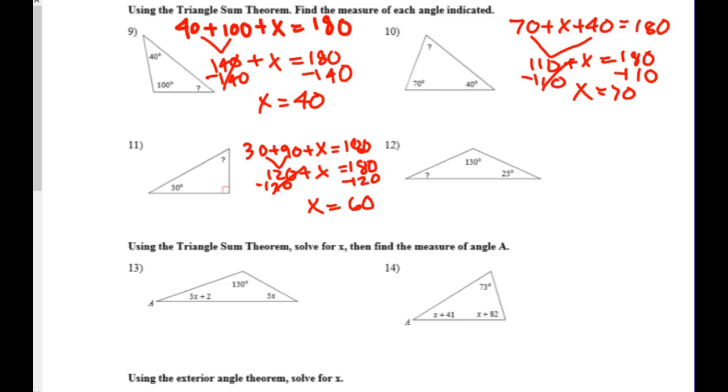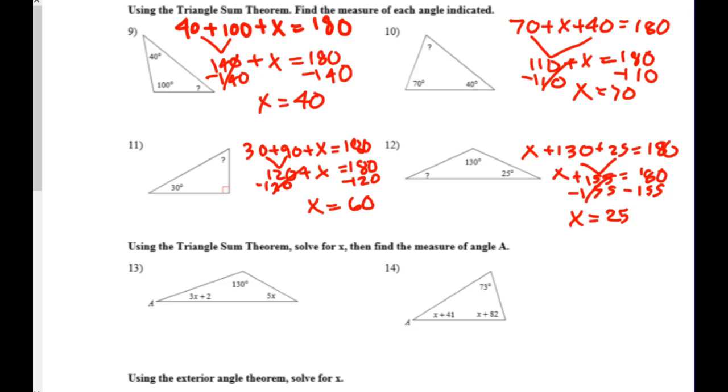Number 12, same idea. X plus 130 plus 25 equals 180. Combine like terms, 130 plus 25 is 155. Get rid of that loner. 180 minus 155 is 25. Again, these were done kind of fast. You can do them. You just always add them all up, equals 180, combine like terms, and solve.